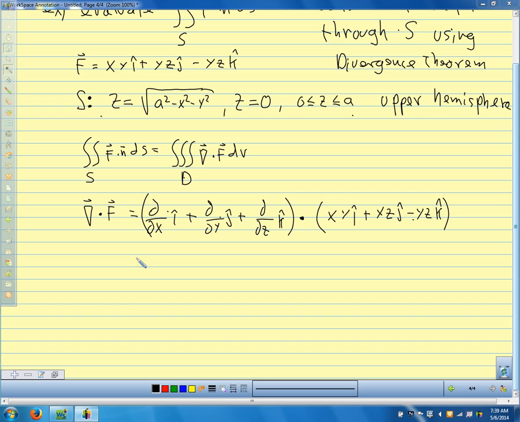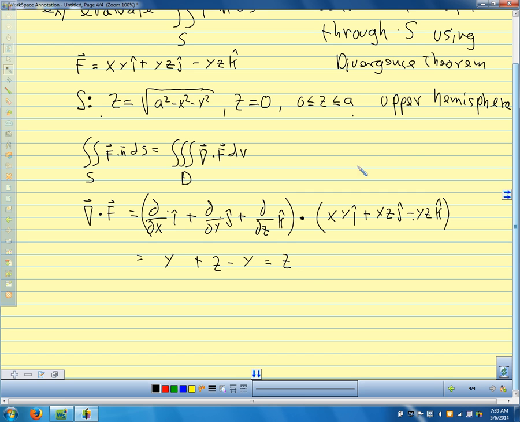So our divergence of F is d/dx of the i component, so we just get y, plus d/dy of the j component, so we get z, plus d/dz of the k component, so we get minus y. And we end up with z. So this is looking better already, right?